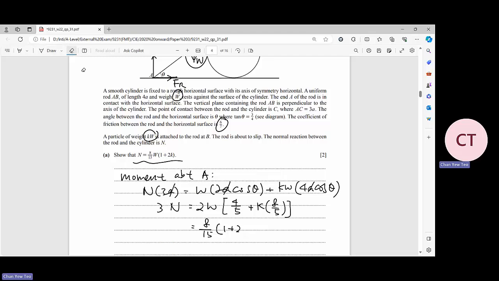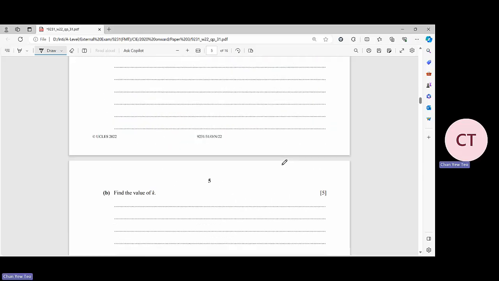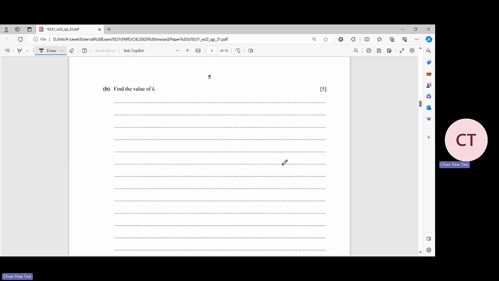Oh, there's a W there. There's an N here. I bring the 3 down. So it will be W(1 plus 2K). Shown. Quite straightforward. So 2 marks only. Okay, done for part A. Now part B. Find the value K.